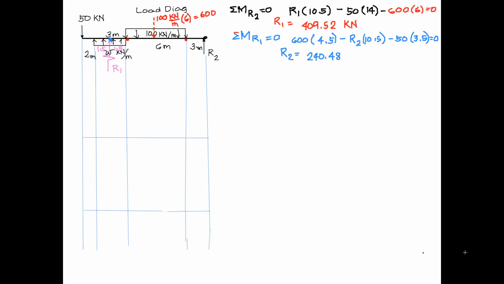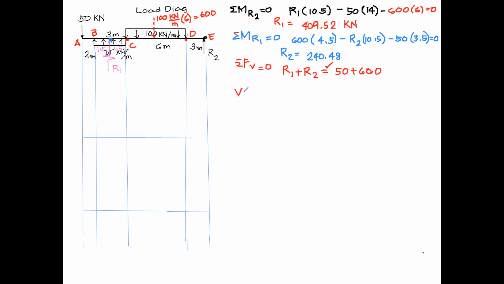And by the way, there is a need to always double check the reaction. What do we do to double check? You have the summation of forces vertical equal to 0. That means R1 plus R2 must be equal to the total load. And what is the total load? 50 and 600. Is this 650? Yes. Okay, so if the summation of forces vertical is satisfied, that means your reaction is already correct. Now name the different changes of loading: this will be A, this will be B, every change of loading C, D, and then E.